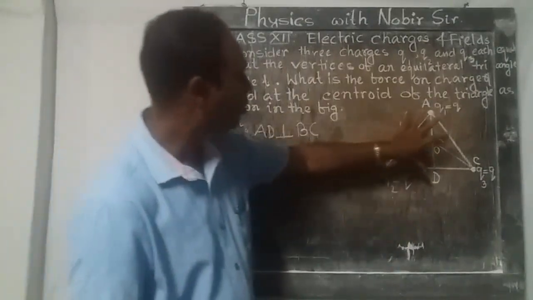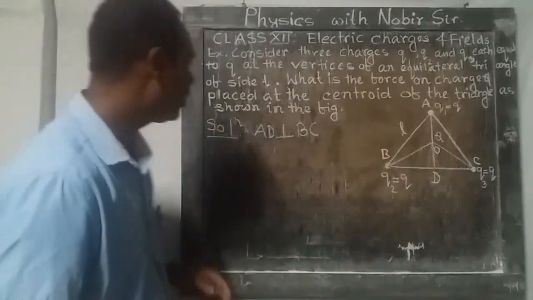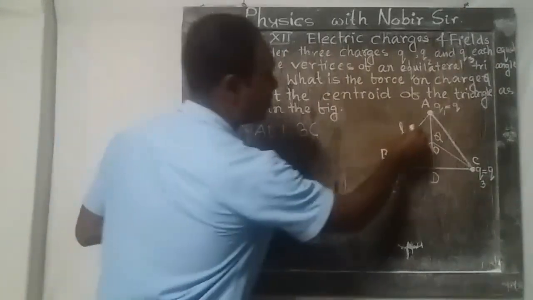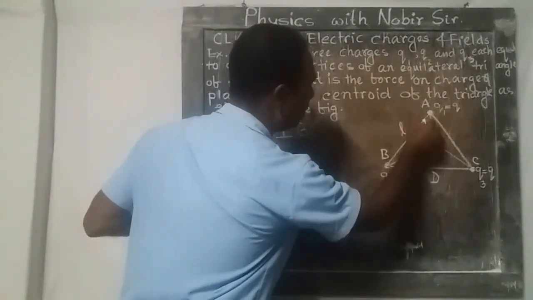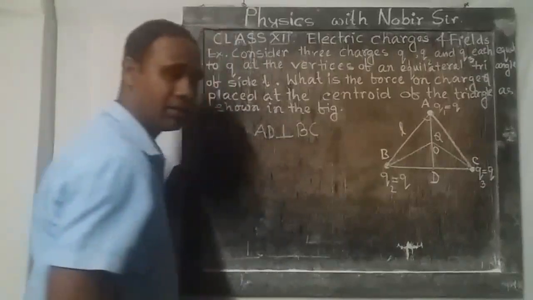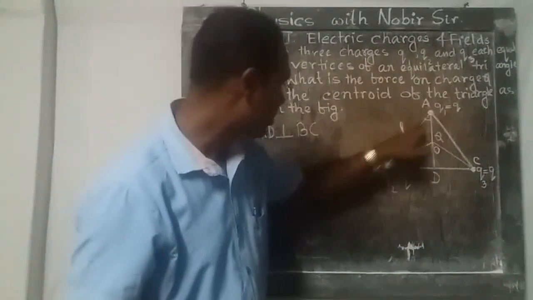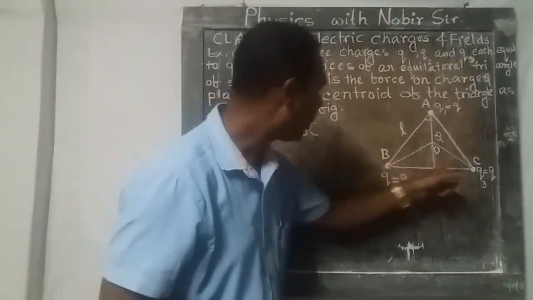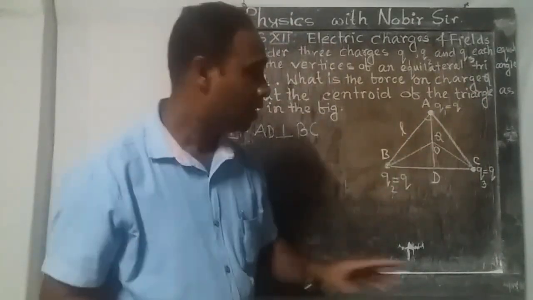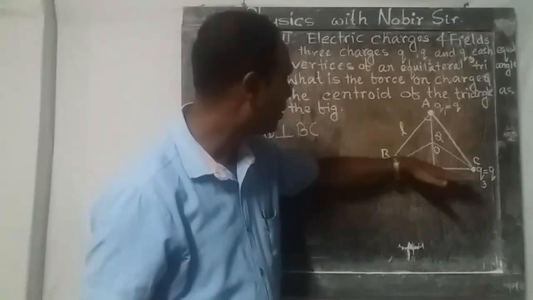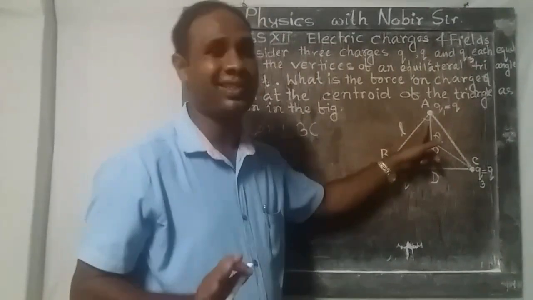If we draw a perpendicular AD on the side BC, then how much will this angle be? We have to find it out. First, because this is an equilateral triangle, every angle will be 60 degree. If we draw AD perpendicular on BC, then automatically this angle will be 60 degree.